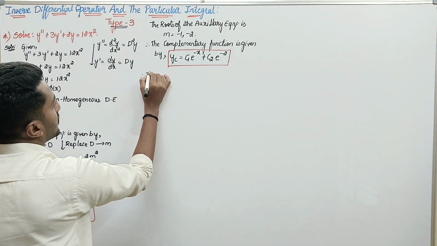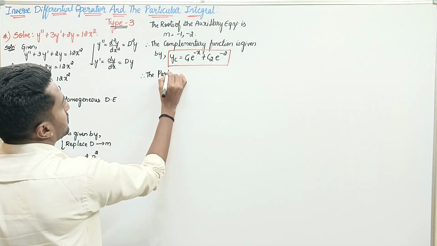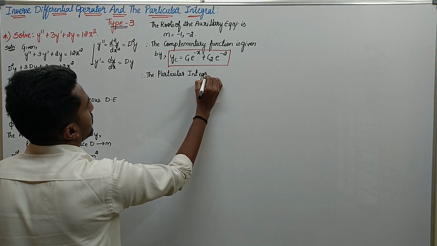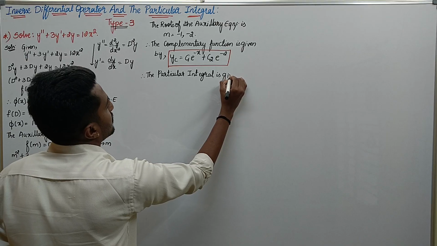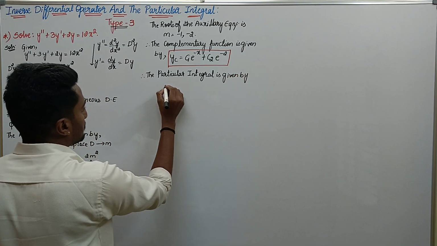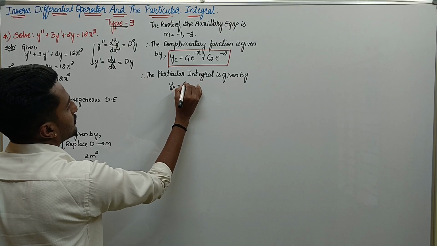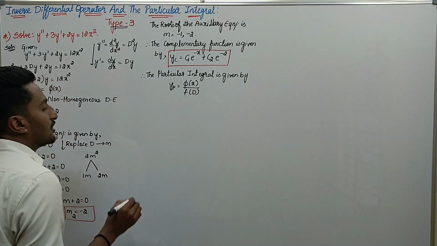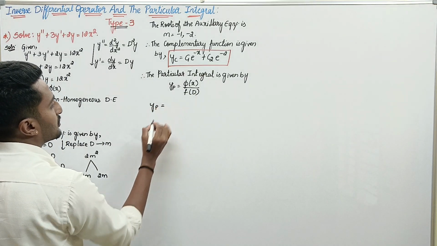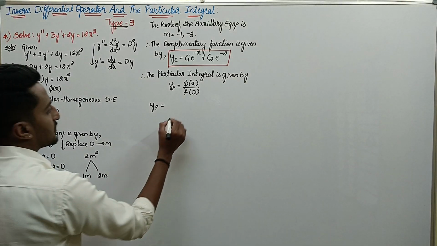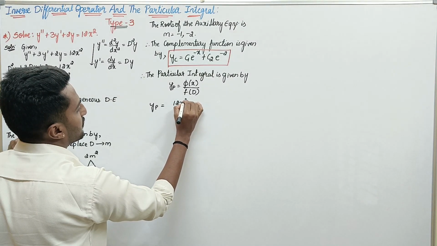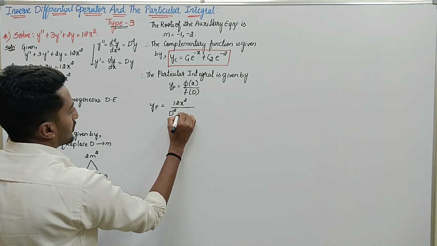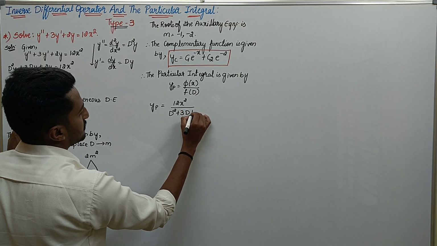The particular integral is given by yp equal to phi of x divided by f of d. What is our phi of x? Our phi of x is 12x square, divided by f of d, which is d square plus 3d plus 2.